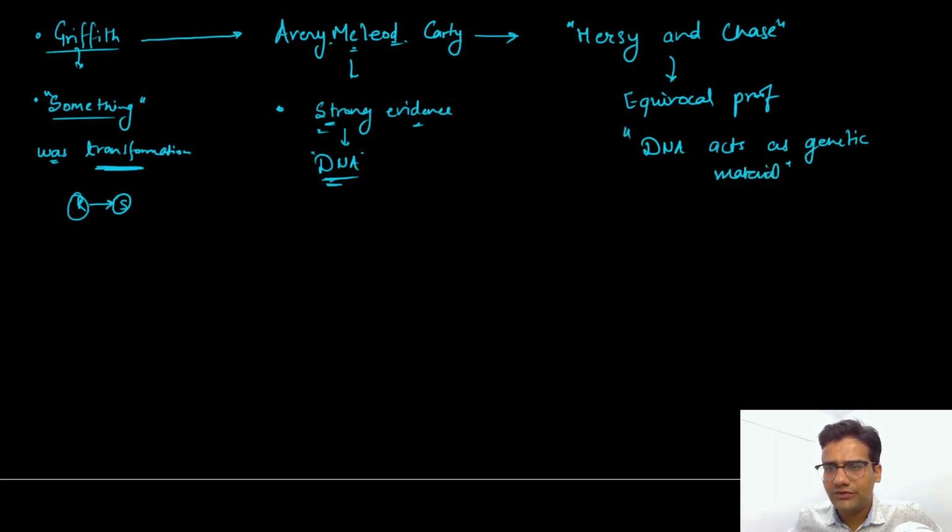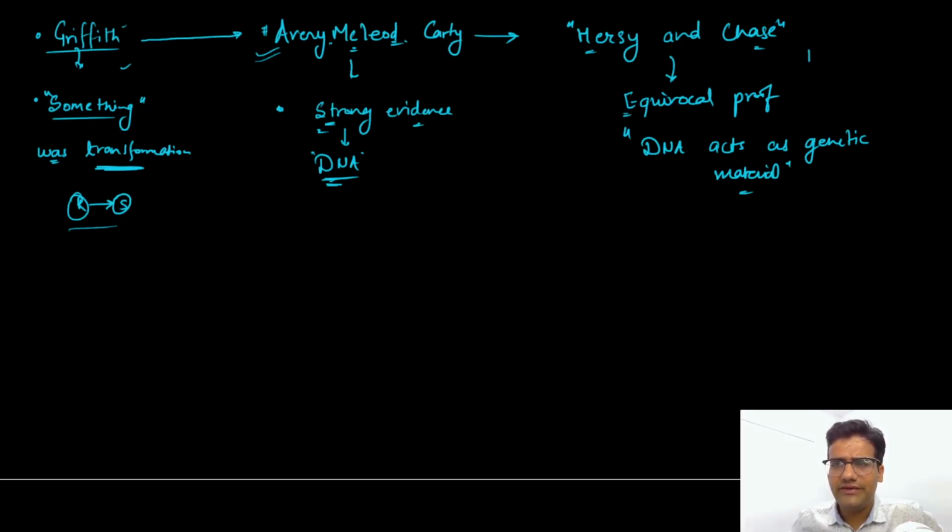In NEET questions, you may find: which of the following experiments best proves that DNA acts as genetic material, and you are given these three options. The first option is Griffith. Of course, the Griffith experiment doesn't prove that DNA acts as genetic material. Avery, MacLeod and McCarty, yes, it proves that DNA is a genetic material, but the unequivocal, strong proof is the Hershey and Chase experiment.